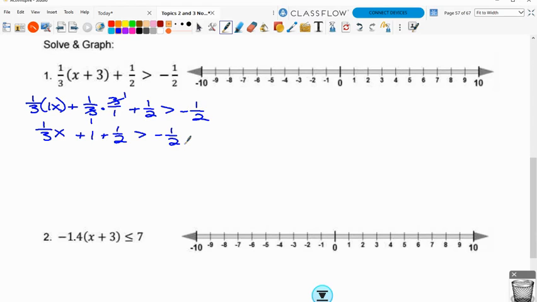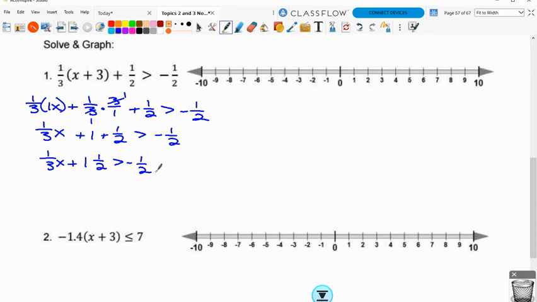Now I'm going to combine the similar terms on the left-hand side. I have the constants +1 and +1/2. 1 plus 1/2 is 1.5. So I have 1/3 x plus 1 and 1/2 is greater than -1/2. And this is a two-step inequality. My variable term is on the left, and it's got a constant of +1.5 with it.